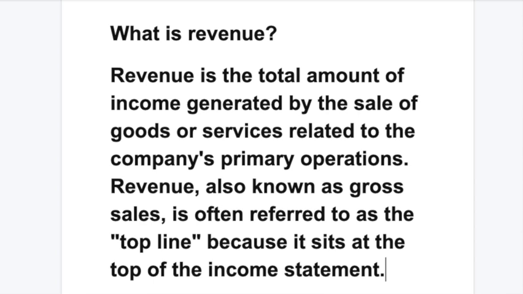What is revenue? Revenue is the total amount of income generated by sales of goods or services related to the company's primary operations. Revenue, also known as gross sales, is often referred to as the top line because it sits at the top of the income statement.